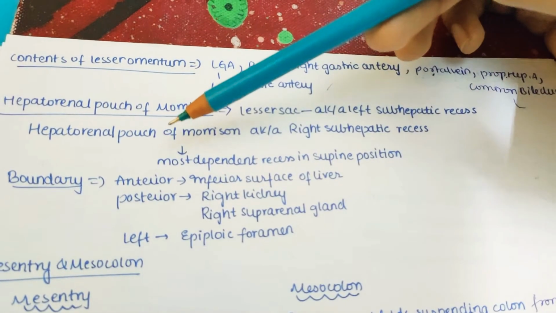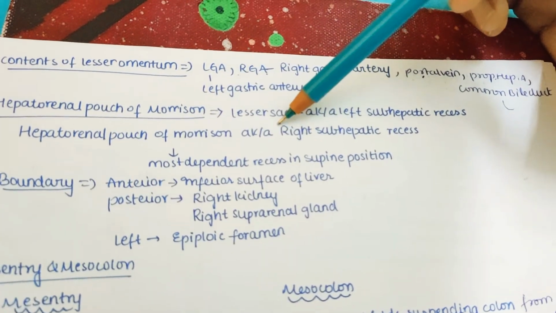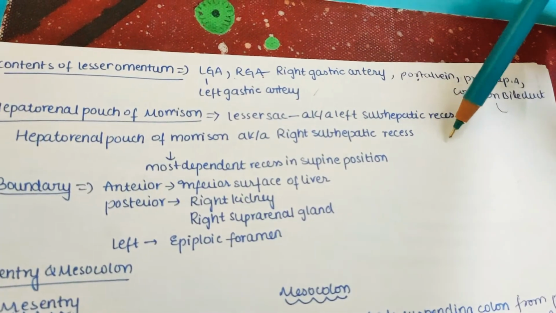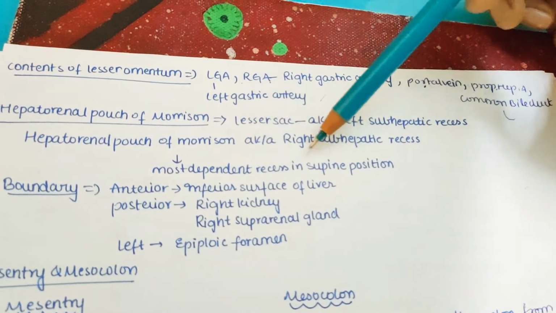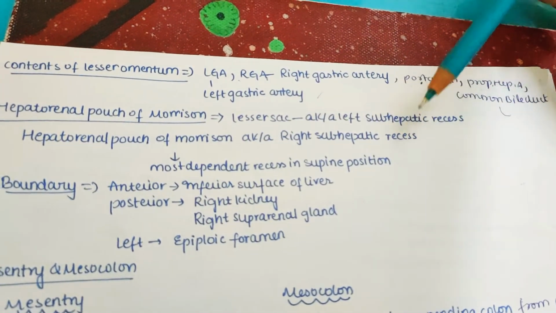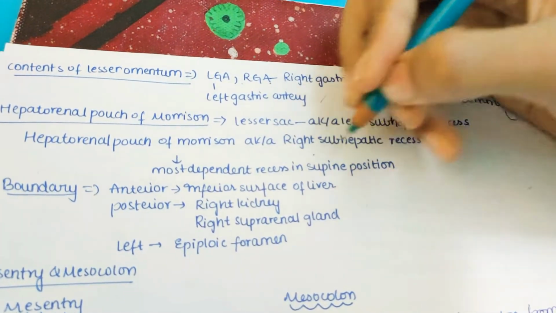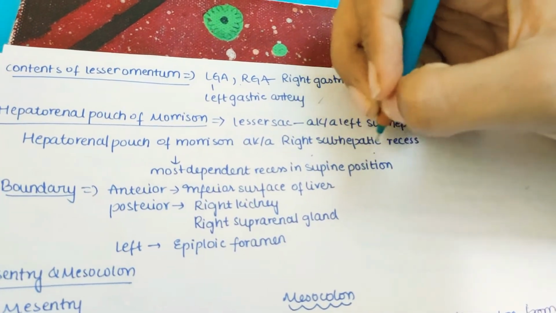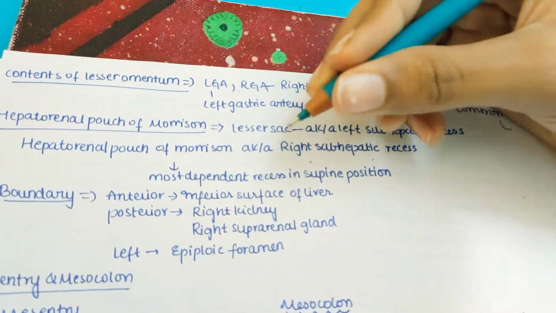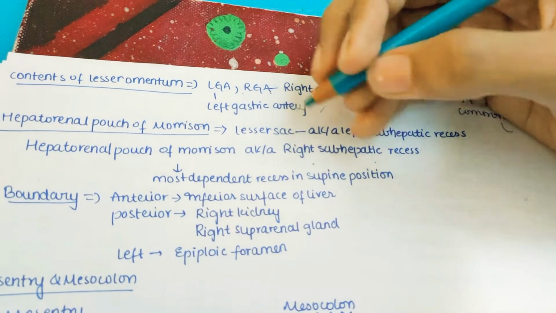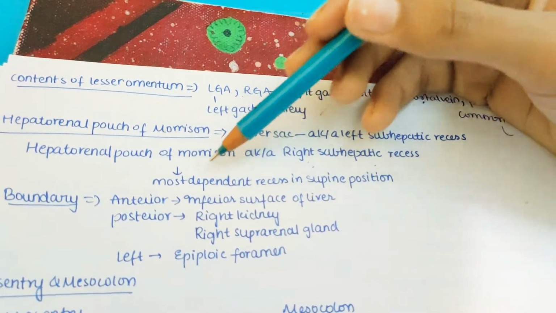Now coming to the hepatorenal pouch of Morrison. Actually, the lesser sac is also known as the left subhepatic recess. The hepatorenal pouch of Morrison is also known as the right subhepatic recess. So this hepatorenal pouch of Morrison is nothing but the right subhepatic recess. What is subhepatic? Subhepatic means below the liver. So below the liver on the right side, the space you have is called the right subhepatic recess, which is the hepatorenal pouch of Morrison.